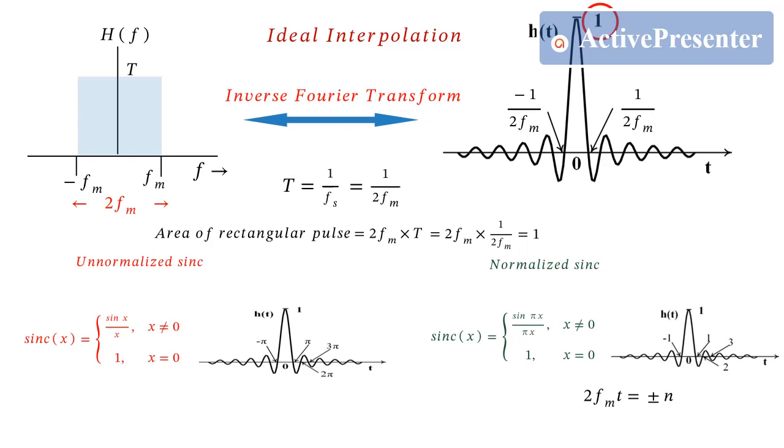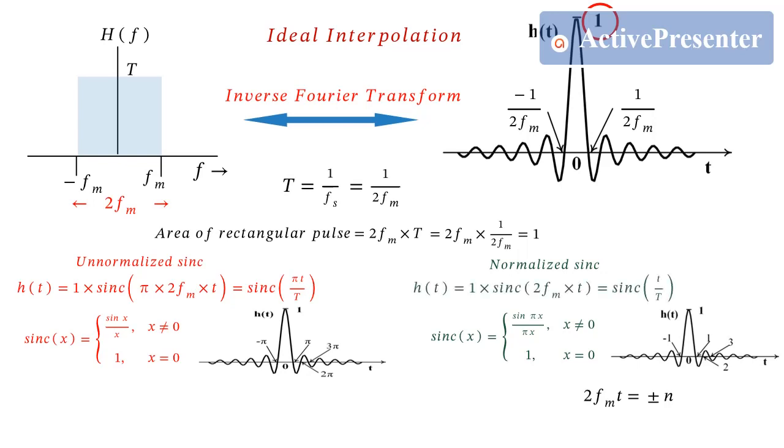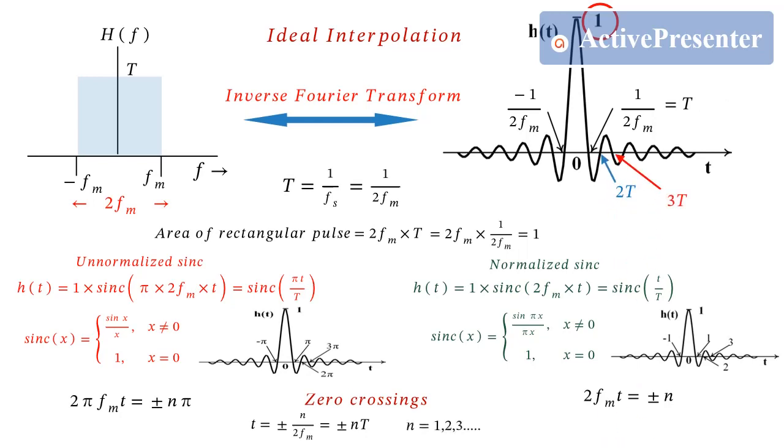Thus, the impulse response using the unnormalized sinc function is sinc(πt/T), while using the normalized sinc function it is sinc(t/T). Since the sinc function is derived from a sine signal, the zero crossings of this sinc pulse can be calculated by substituting 2πf_m t as ±nπ. Thus the zero crossings are at integer multiples of 1 over twice f_m, which is also equal to T. Subsequent zero crossings are at 2T, 3T, 4T and so on, and these are the sampling instants.